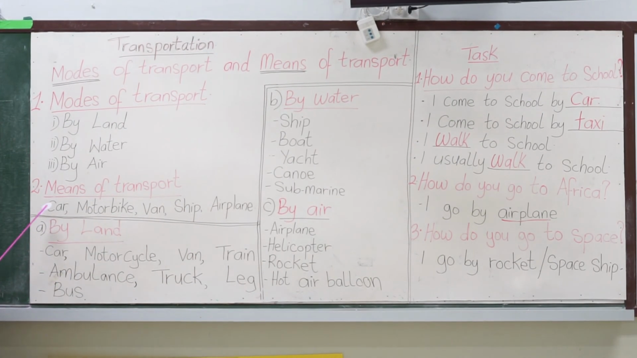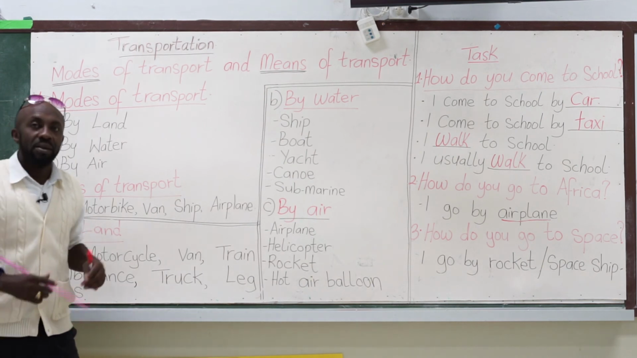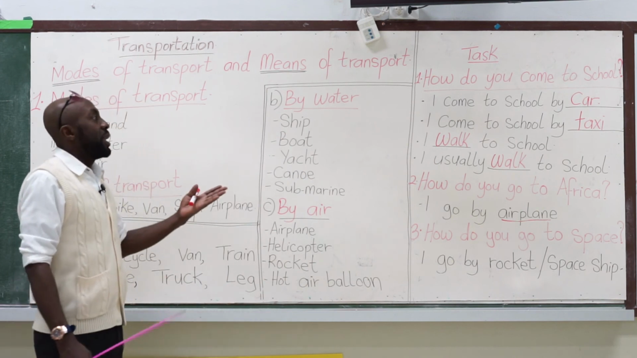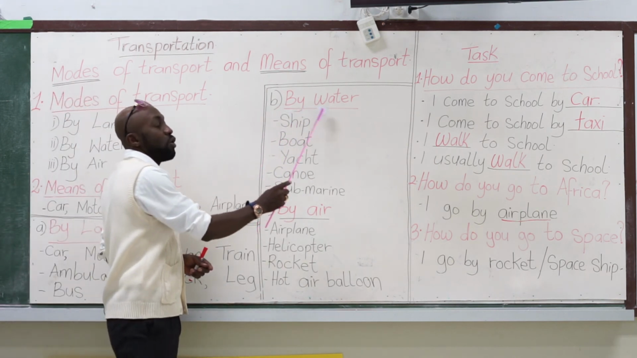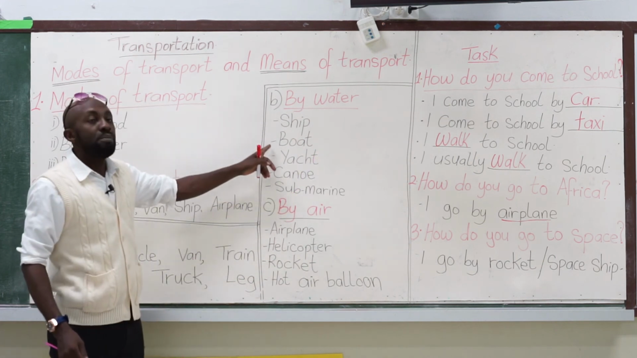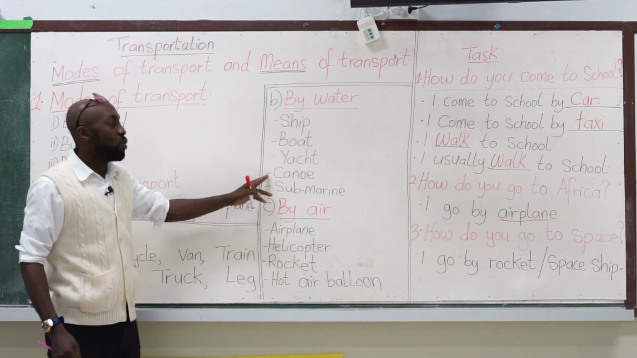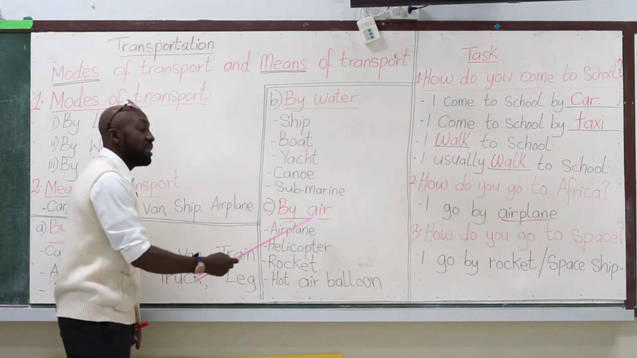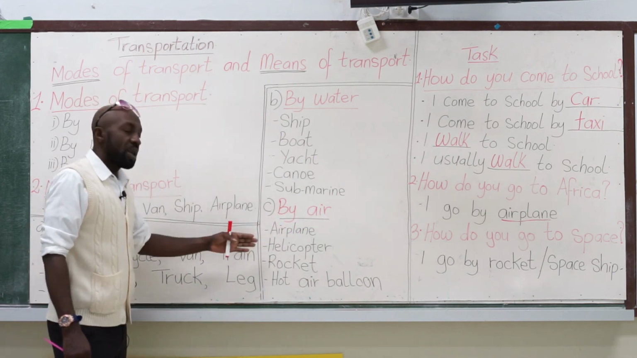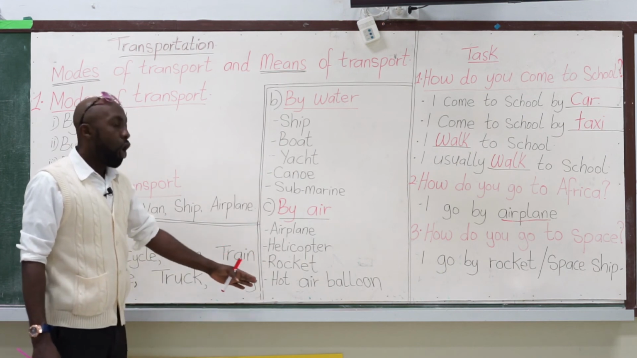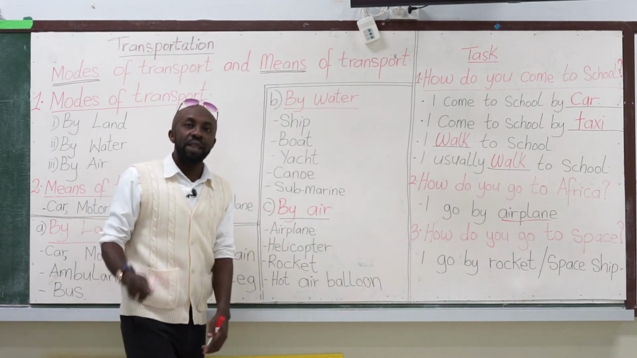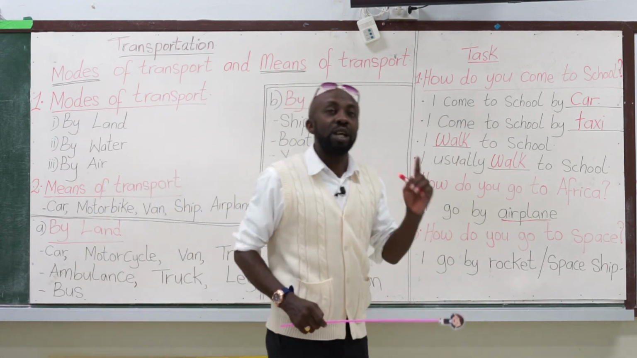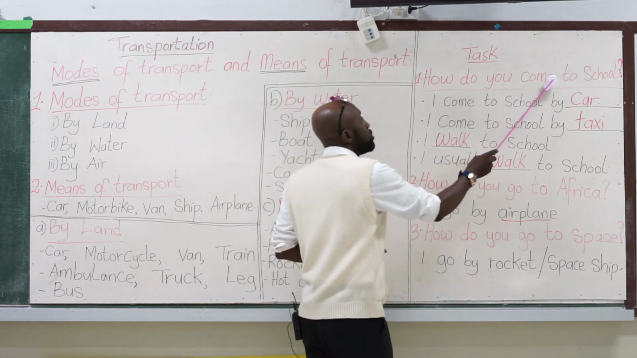Okay, then we have means of transport by land: car, motorbike, train. Then we have means of transport by water: ship, boat, yacht, canoe, submarine. We also have the means of transport by air: airplane, helicopter, rocket, hot air balloon. And then finally, our main task is the question: how do you come to school?